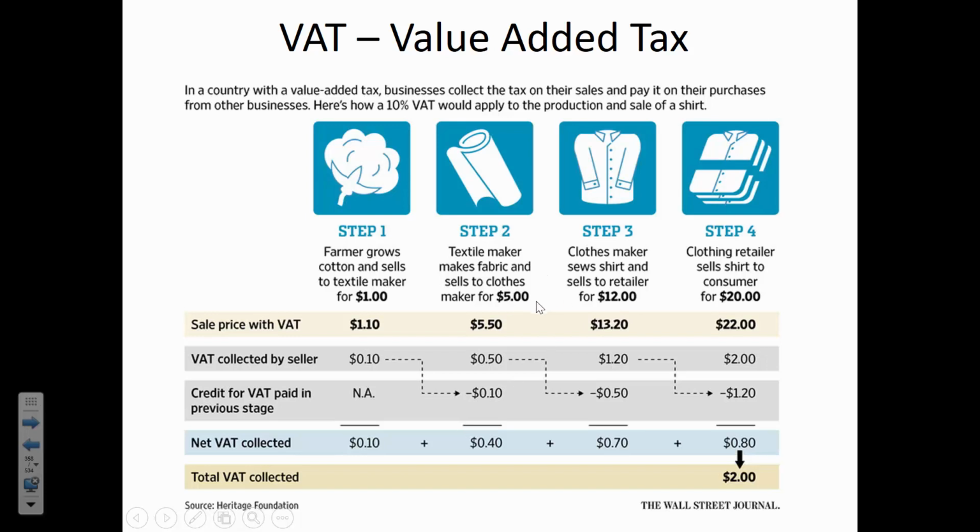So the next stage, this $5 piece of fabric gets turned into a $12 shirt. The difference between the two is $7. And you'll notice that the net tax that's collected and turned over to the government is just 10% of the value added. And they're reimbursing themselves the 50 cents that they've paid previously with a part of the $1.20 that they collect from the retailer. It seems complicated the first time you see it, but in reality it operates really smoothly.